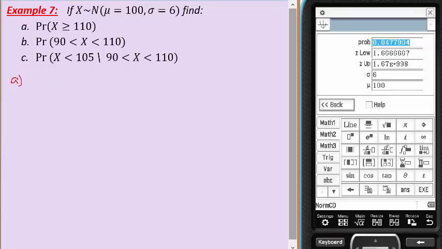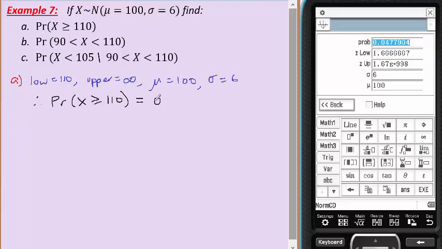So we're going to write on our exam, low equals 110, upper equals infinity, mu is 100 as given to us, and the standard deviation is 6 as given to us. Therefore, the probability that x is greater than or equal to 110 equals 0.0478. And there's our first answer.